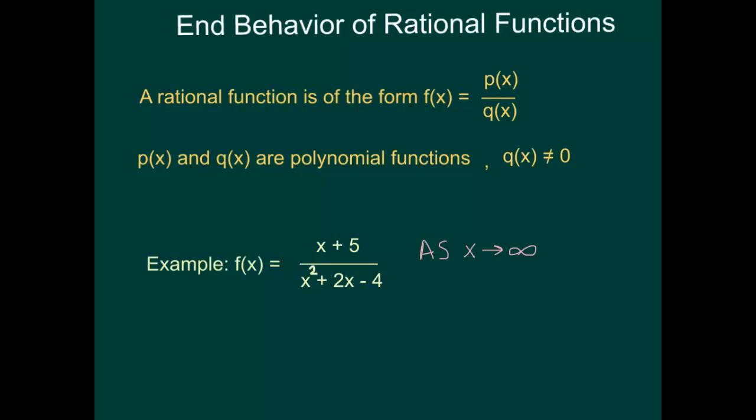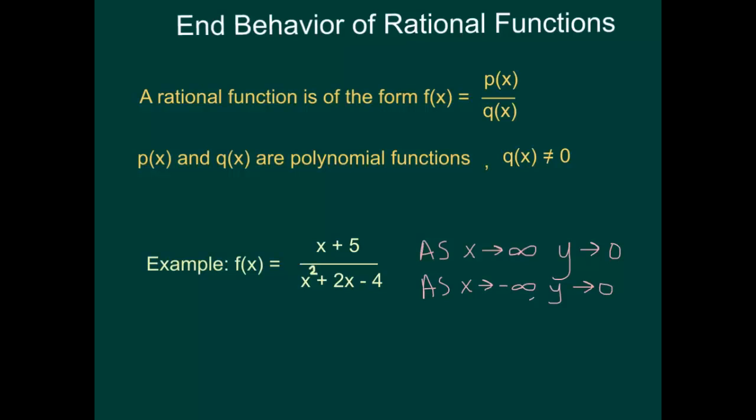Because the degree of the denominator, x squared, the degree is 2, is bigger than that of the numerator, the degree of the numerator is just 1, that denominator grows so much larger than the numerator that when you have a really large number divided into a not so large number, we essentially get 0. As x approaches infinity, y is approaching 0. The same thing happens in the other direction. As x approaches negative infinity, y approaches 0.